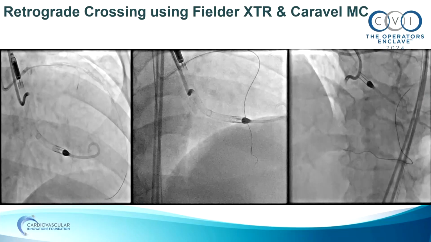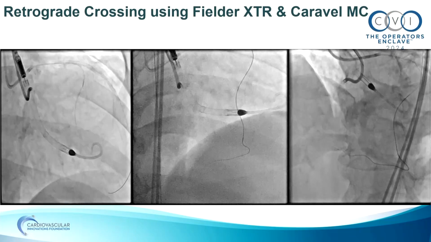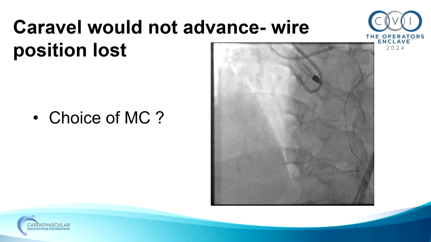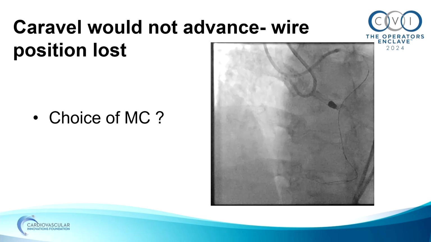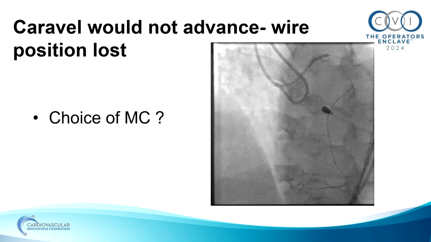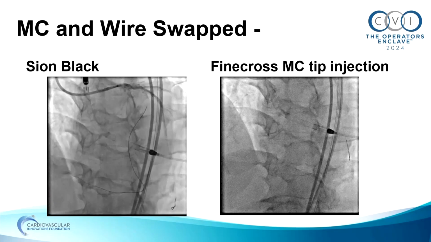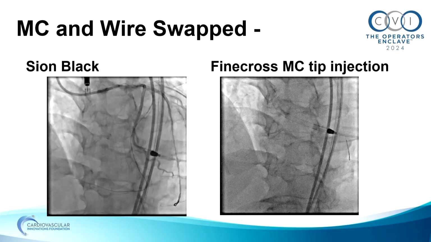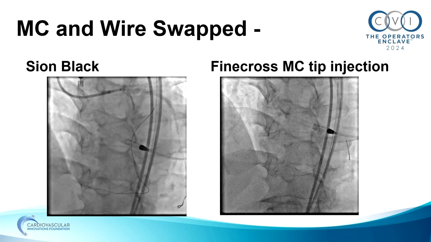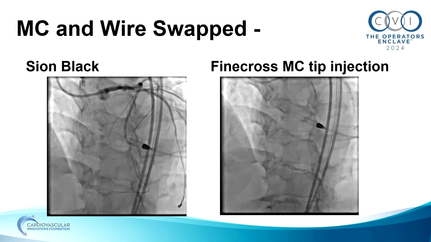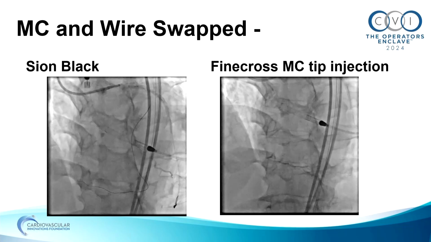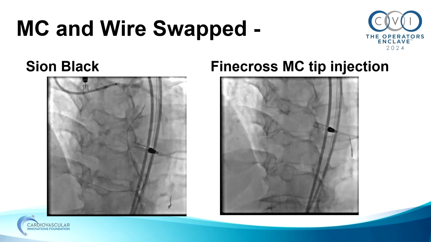So anyway, here's what we did, and just after that, the Caravel would not advance, and we lost everything, and so we had to start all over. And this time we opted for, I think, another wrong choice. This time we used a Sion Black and a Fine Cross, and you can see that the Black crosses pretty easily. The Fine Cross crosses in the PDA, and you can see that with the tip injection in the right panel.